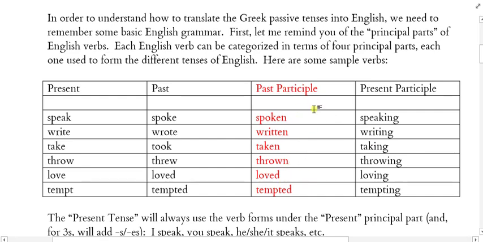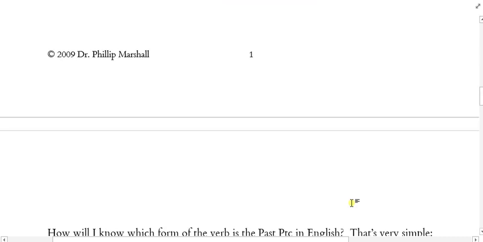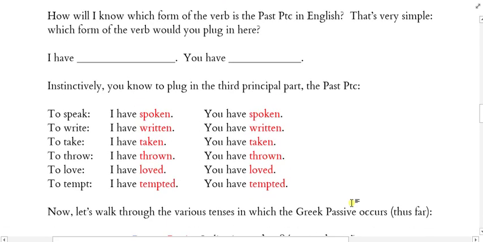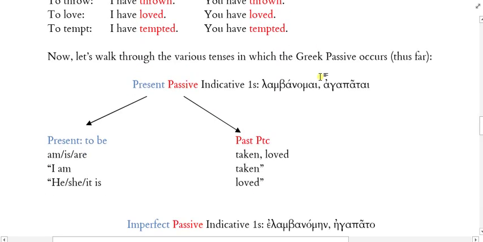So you use whatever you would have used for forming the tense like I have blanked. Whatever that verb form, for that verb that goes in there, that's what you're going to use to translate the Greek passive into English, okay? So let's take a couple of examples here, okay? So we know that we're plugging in the third principal part for our past or present perfect tense. I have spoken, I have written, I have taken, you have spoken, you have written, you have taken, and so forth. So let's look at these Greek passives.